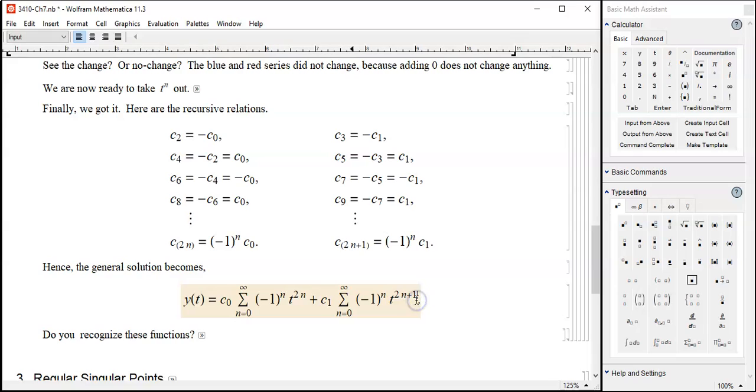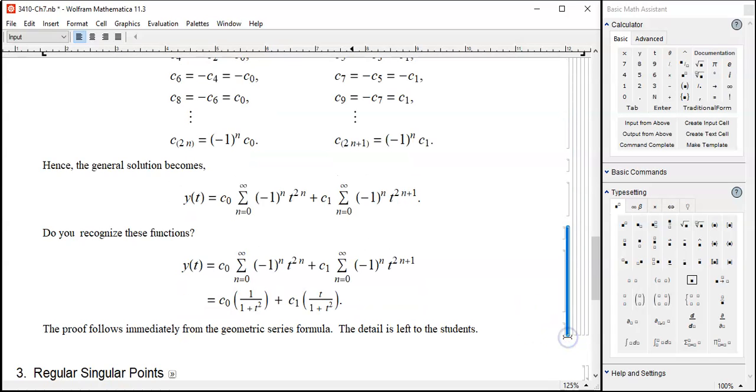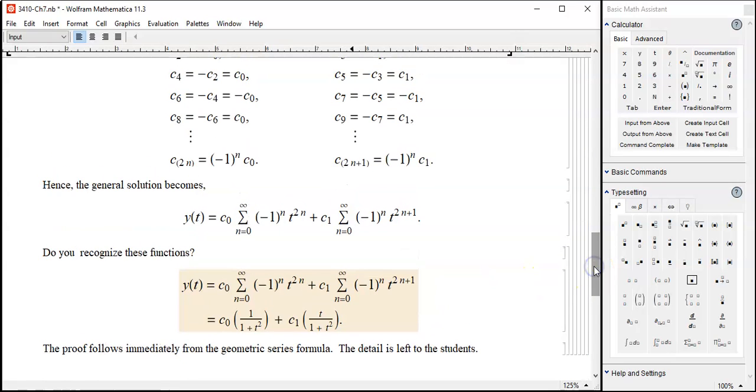By the way, do you recognize these functions? What is this function and what is that function? They both come from geometric series, as a matter of fact. Geometric series. The detail is left to the student. How do we end up with geometric series like that? It's a Calc 2 problem.